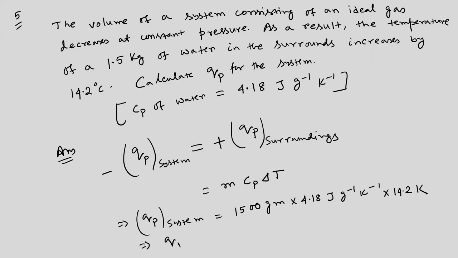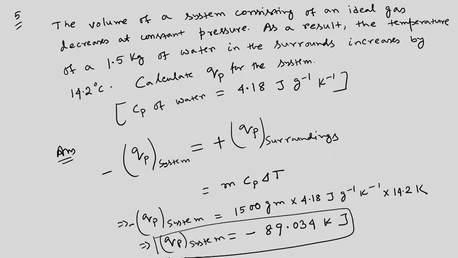So, QP system is nothing but minus of 89, we have a minus, we have minus QP system, so QP is minus 89.034 kilojoule. Okay, so this is the answer.